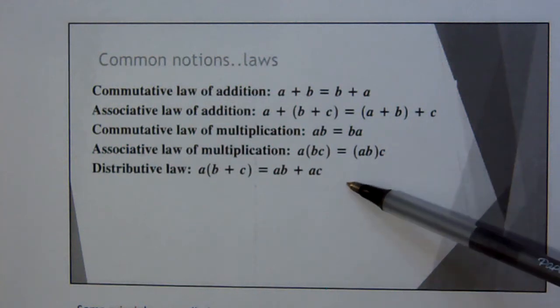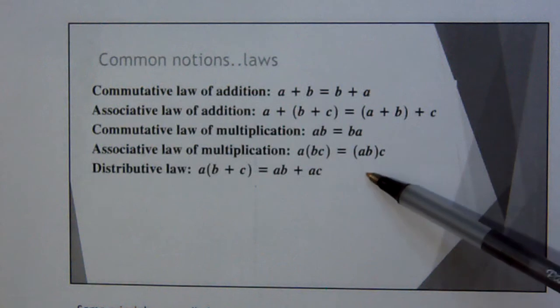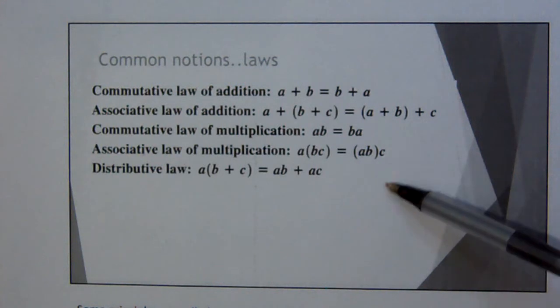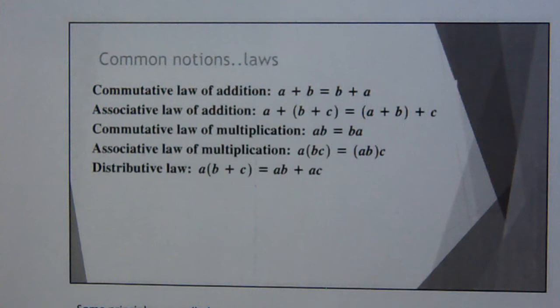Finally, there is a distributive property involving two operations. 3 times (4 plus 5) is the same as 3 times 4 plus 3 times 5. Students sometimes get confused about these last two properties. Don't let this happen to you.